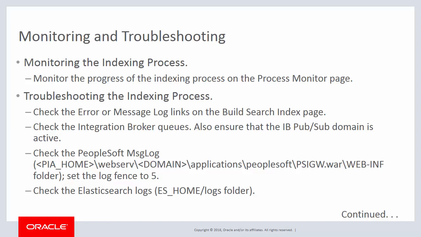Check the PeopleSoft message log to identify reported errors. The message log is located in this folder: PIA_HOME, webserv, domain, applications, peoplesoft, PSIGW.war, WEB-INF. Ensure that you set the log fence to 5. Check the Elasticsearch logs to identify reported errors. Elasticsearch logs are logged by default in the ES_HOME/logs folder. However, you can specify the location of the log folder in the elasticsearch.yml configuration file.